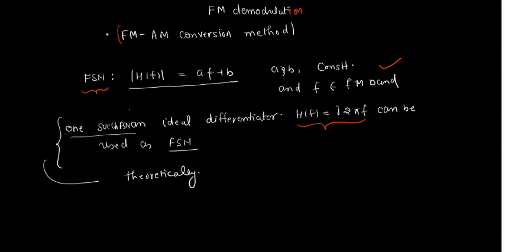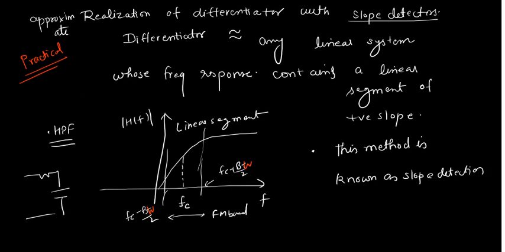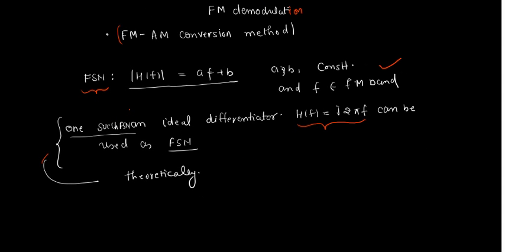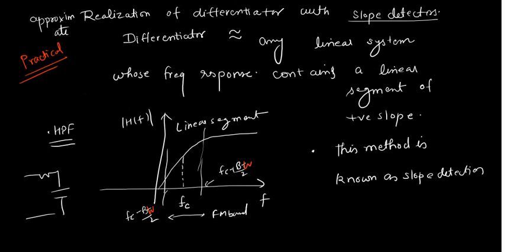So this is what we have studied, that theoretically an ideal differentiator can be used, but how do we practically realize an ideal differentiator? An ideal differentiator is difficult to realize, but we can approximately realize a differentiator with slope detection. So here we study the practical. Till now we have seen theoretically that an ideal differentiator can be used as an FM demodulator for the FM to AM conversion method.